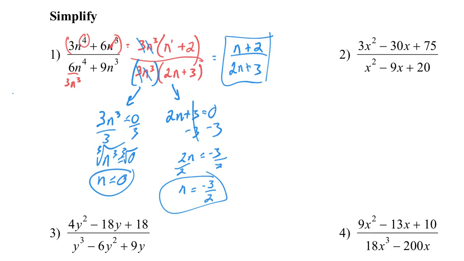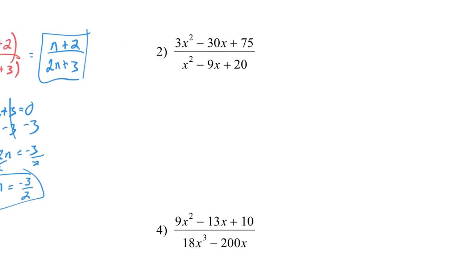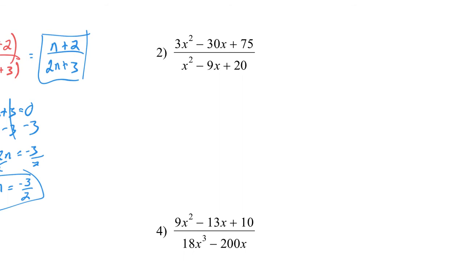Okay, so let's check out number 2. First thing you want to do is common factor out of the top. So all of these numbers can be divided by 3. So the 3 is going to be on the outside, and then I got x squared minus 10x plus 25. So there I've taken the common factor out.